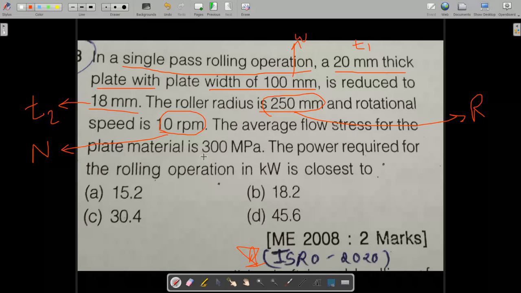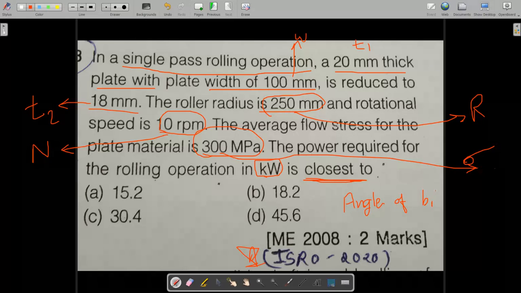The average flow stress for the plate material is 300 megapascal, that means the permissible stress is given to you. We are taking it as sigma. The power required for the rolling operation in kilowatt is closest to which of these four. And one more thing, we will also find the angle of bite.